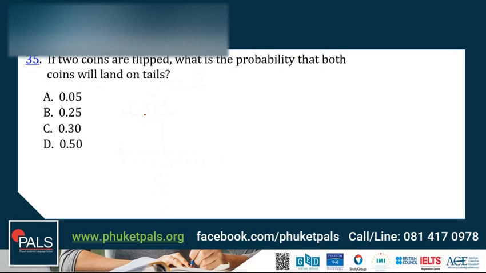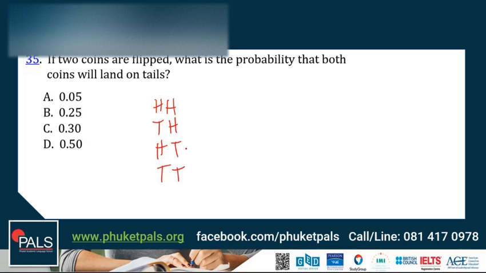35. If 2 coins are flipped, what is the probability that both coins will land on tails? So first, let us identify the sample space for 2 coins that are flipped. Okay, head and head, tail, head, or head, tail, or tail, tail.